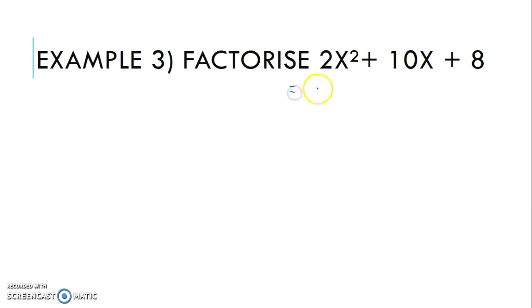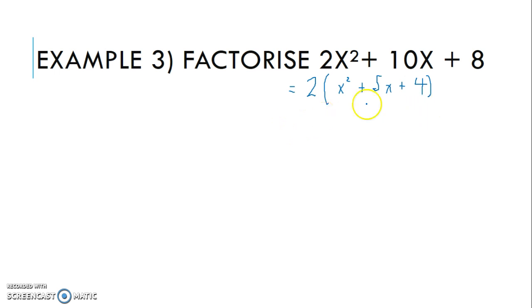Why do we do that? Can anyone tell us why? Because all of these numbers can be divided by 2. So if I take out a common factor of 2, it's going to be 2, open bracket, it's going to get the x squared plus 5x plus 4. Because 2 times x squared gives me the 2x squared, 2 times the 5x gives me the 10x, and 2 times the 4 gives me the 8.